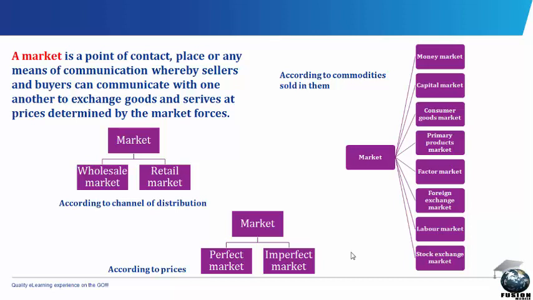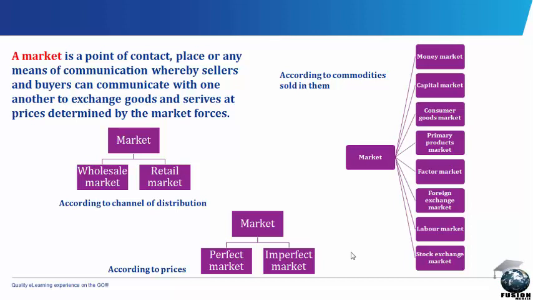As far as economics is concerned, markets can take place anywhere. It does not mean any particular place. However, we have what we call marketplace, where buyers and sellers meet for the purposes of exchange, buying and selling of goods and services. The market is distributed in three ways: according to channel of distribution, according to commodities sold in them, and according to prices.